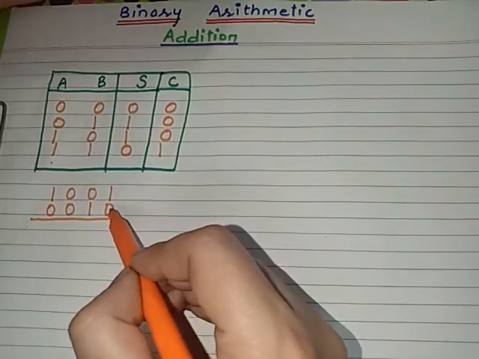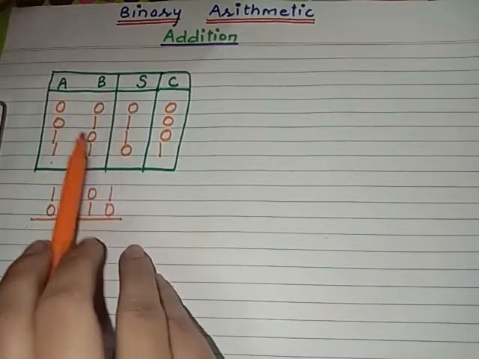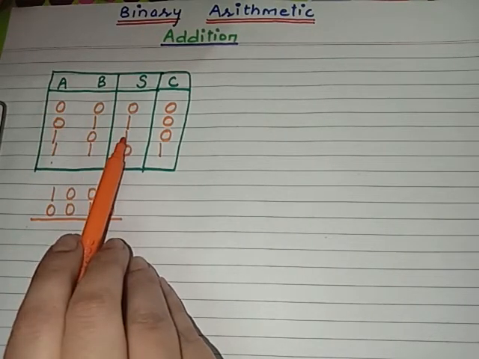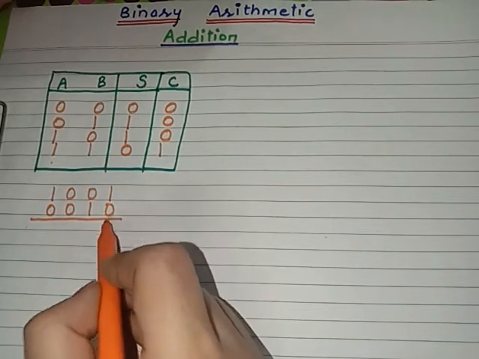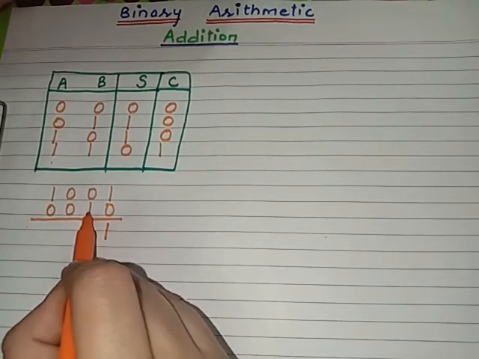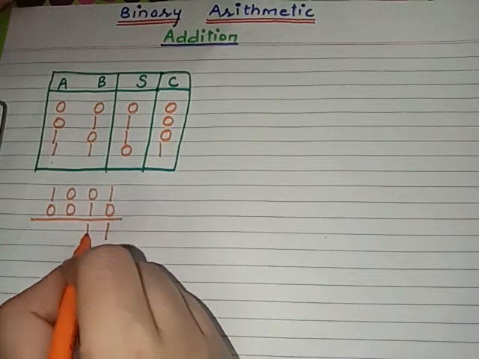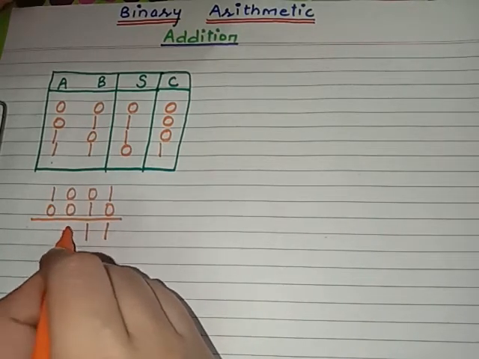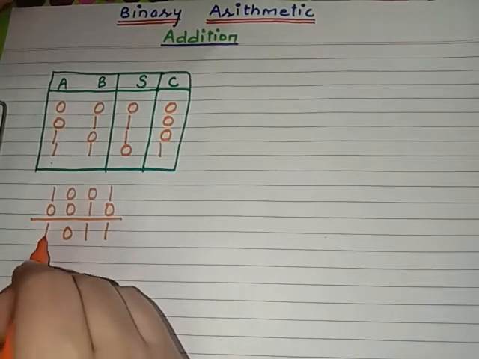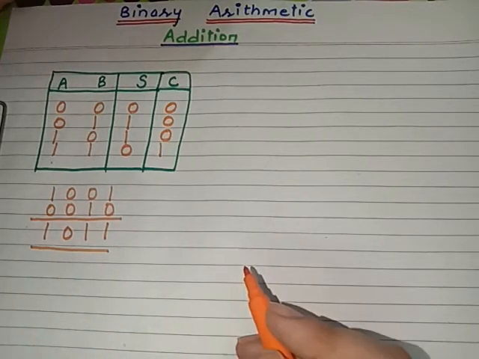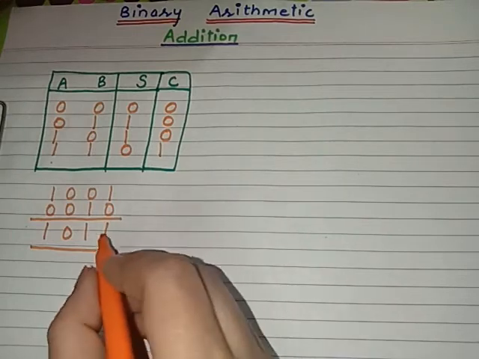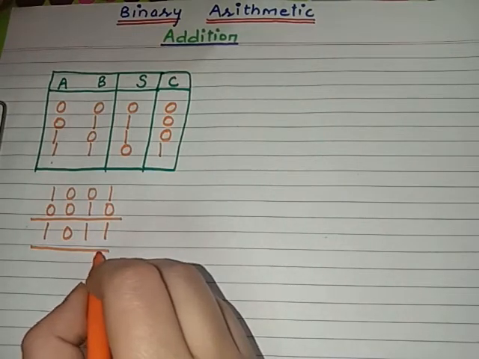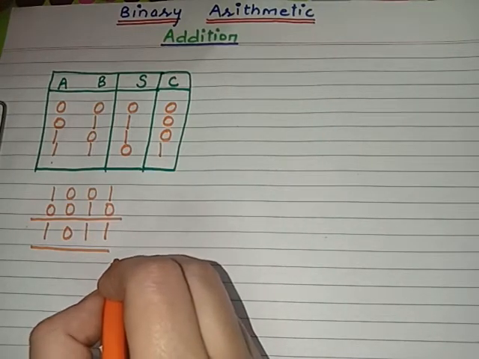So 1 plus 0, according to the table, the sum is 1, so I will write 1 here. 1 plus 0 is 1. Here 0 plus 1 is 1, 0 plus 0 is 0, 1 plus 0 is 1, and this is the addition. You can also recheck the answer by converting all these binary numbers into decimal.